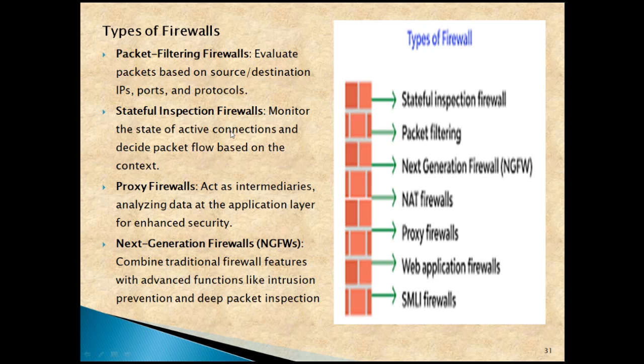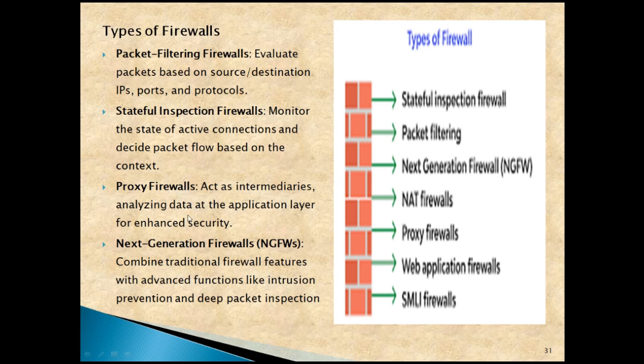Now we also have the proxy firewall. It acts as an intermediary, analyzing data at the application layer for enhanced security. It checks what kinds of applications are trying to gain access. Are they the regular applications, your office applications, or are there special applications which the firewall does not know? It's going to block that information.